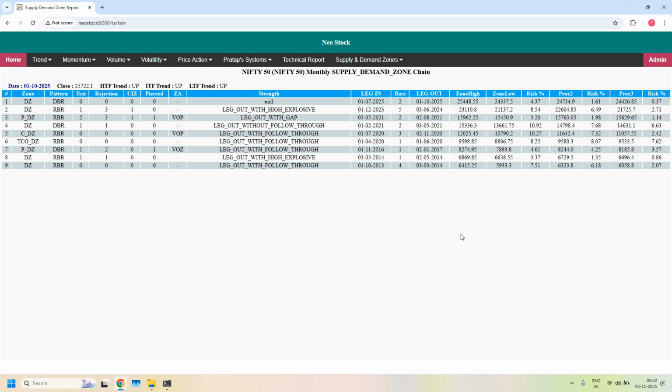Also, as I explained earlier, don't forget to pause the video when you are moving from one report to another report, because I am giving you very few seconds to watch the reports. Okay, this is monthly supply demand zone chain report for NIFTY.